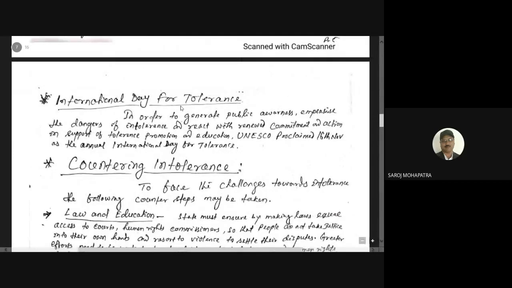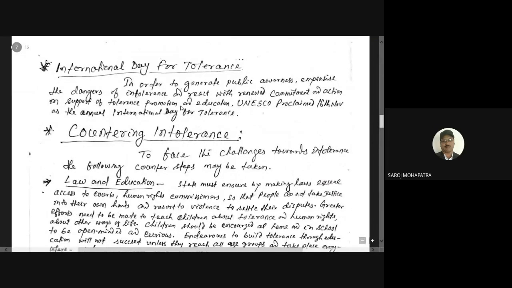International Day for Tolerance, it is important in order to generate public awareness that emphasizes the dangers of intolerance and reacts to it, with renewed commitment and action in support of tolerance promotion and education. UNESCO proclaimed 16th November as the annual International Day for Tolerance.